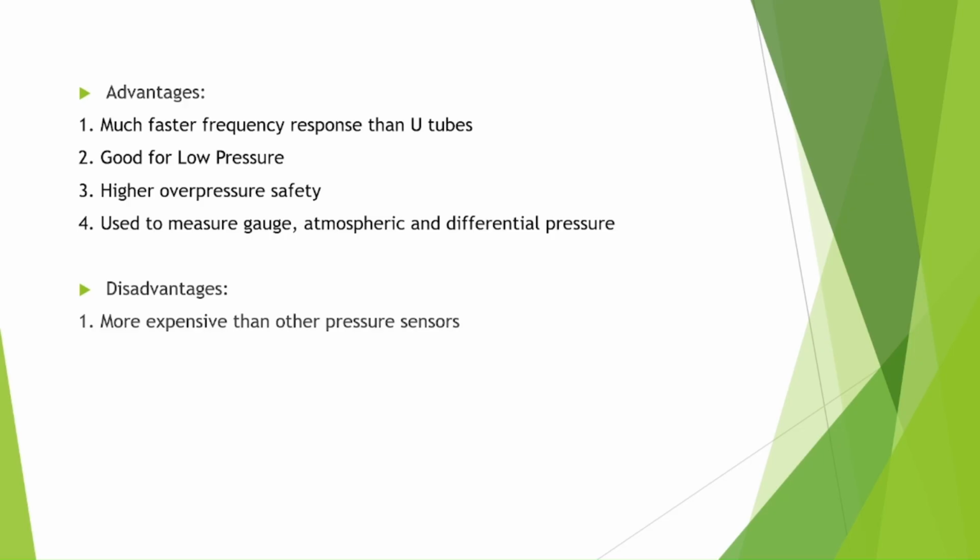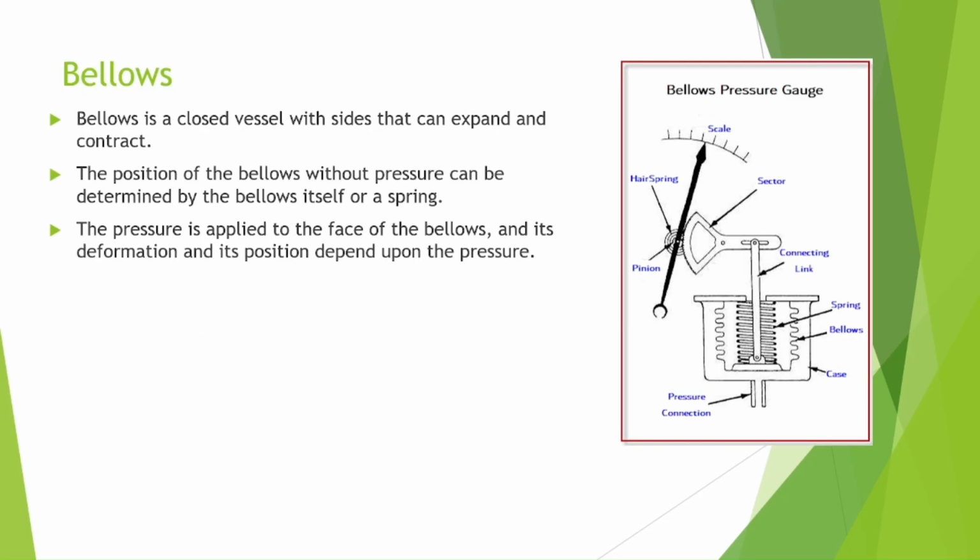The main disadvantage or drawback of this diaphragm sensor is that it is more expensive than other pressure sensors. That is the major disadvantage. And next, the second pressure sensor we have is the bellows. It is a closed vessel with sides that can expand or contract.